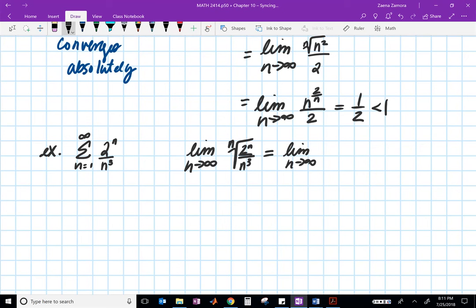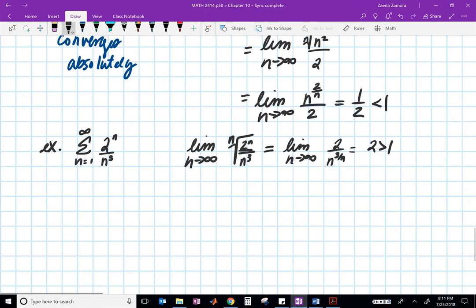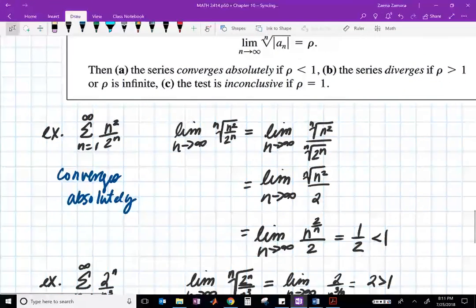Yeah, the n's cancel on top. So it's going to be 2 divided by n to the 3 over n. This is going to equal 2, which is greater than 1. So that means that this series is divergent. Good. It just says divergence.